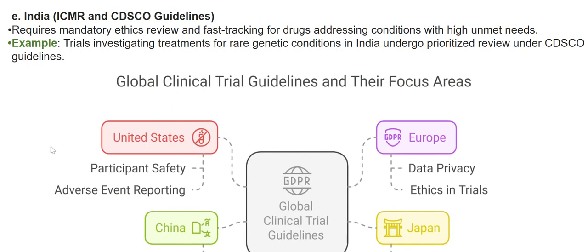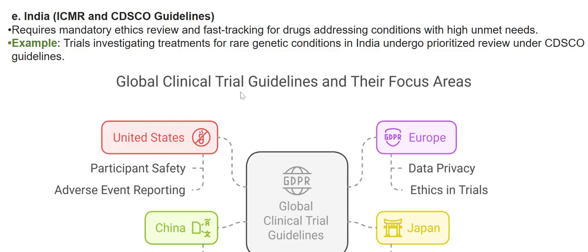E, India. In India, the clinical research trials there follow the ICMR and CDSCO guidelines, which require mandatory ethics review and fast tracking for drugs addressing conditions with high unmet needs. As for an example, trials investigating treatments for rare genetic conditions in India undergo prioritized review under CDSCO guidelines.